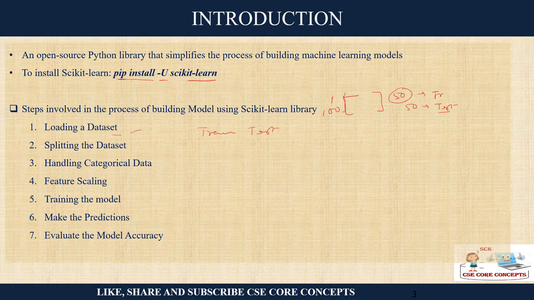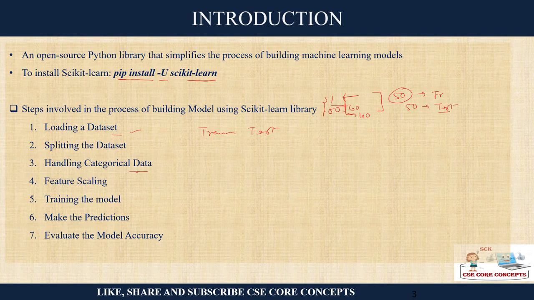If you have a data set with 100 rows, you may use 60 rows to train the model, and then use the remaining 40 to test the model whether it has learned or not. We will see how we can split the data set.